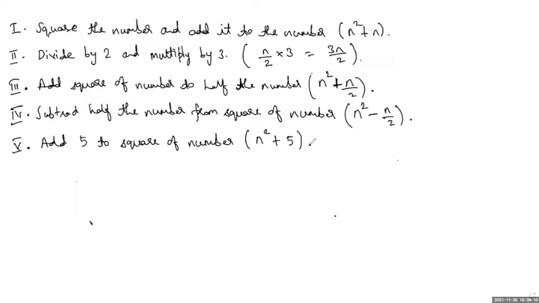Yes, ma'am. Okay, so first n square plus n. Second rule 3n by 2. Third rule n square plus n by 2. Fourth rule n square minus n by 2. Fifth rule is n square plus 5. Okay, so these are the conditions, 5 rules or 5 conditions. Now we will start with the questions.